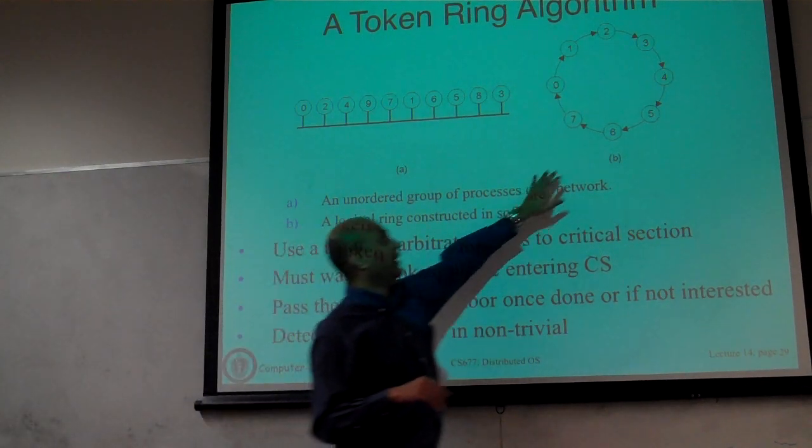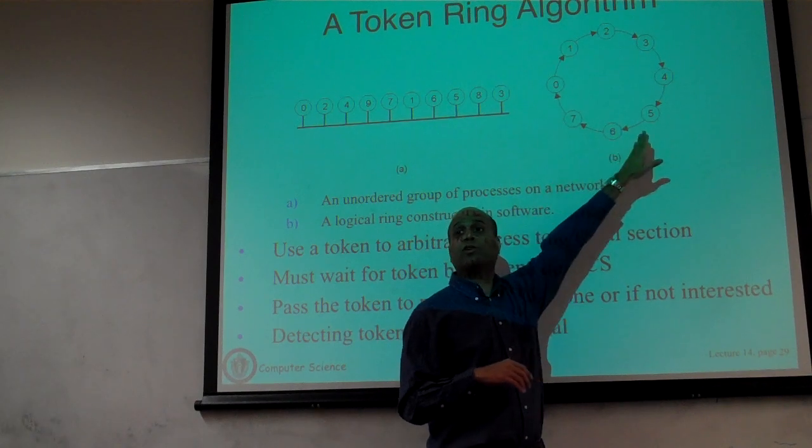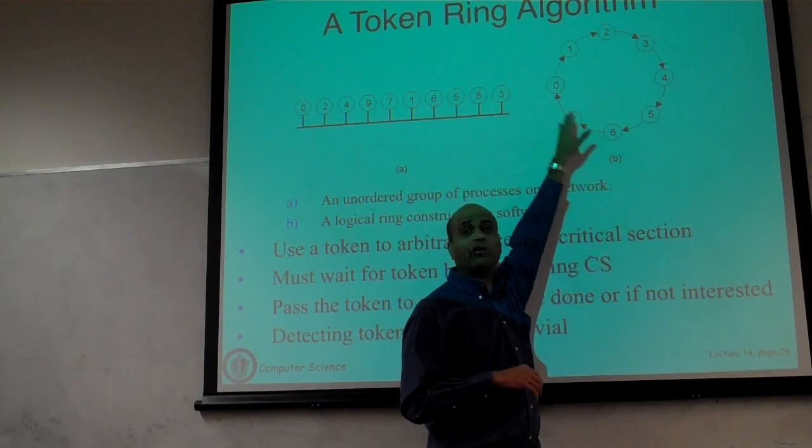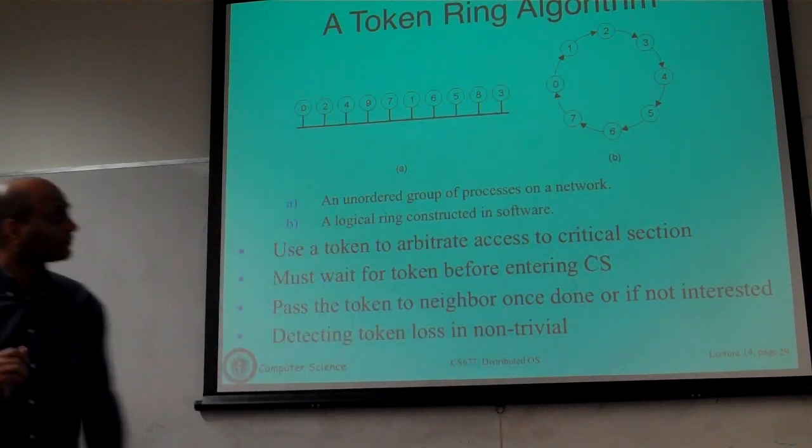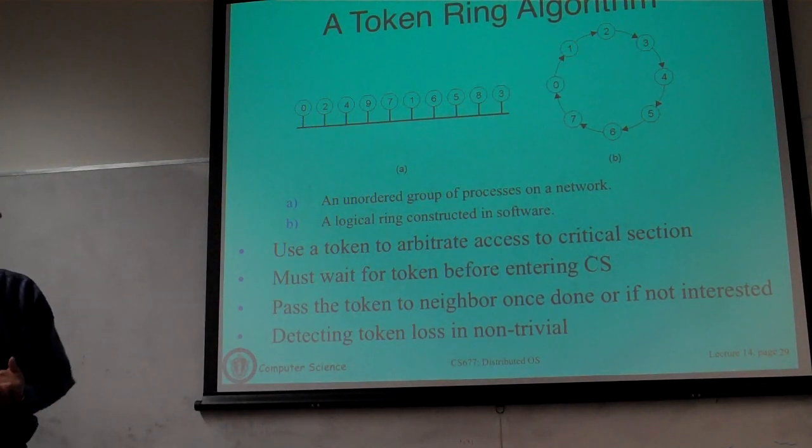Because in the ring, essentially, you can only communicate with your neighbors. So I can only talk to I plus 1 and I minus 1, mod n. That's the way token rings work.